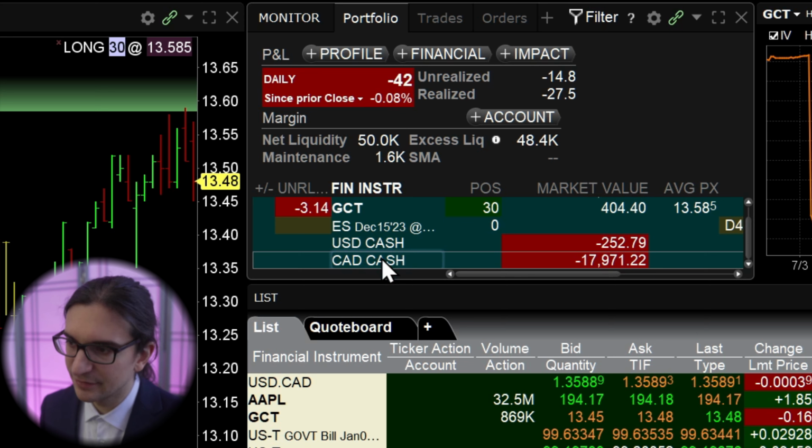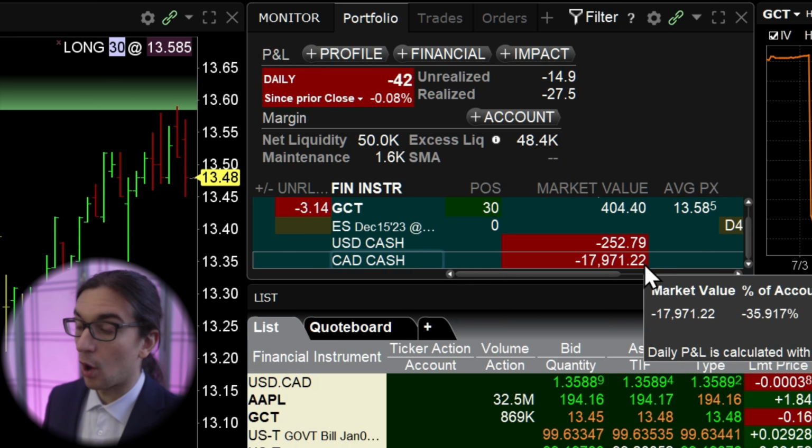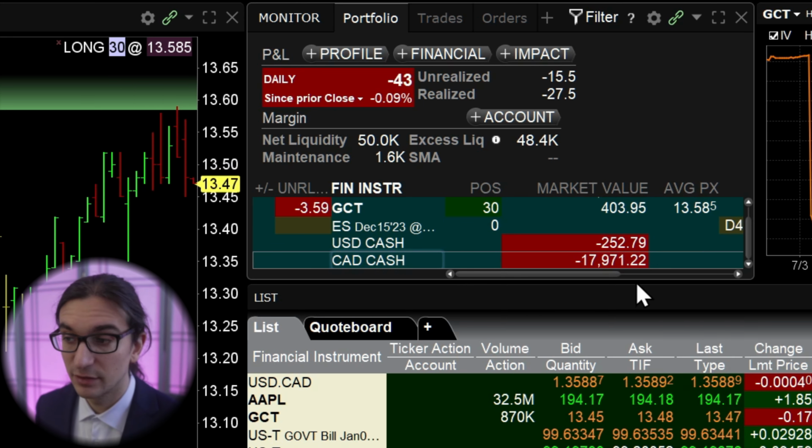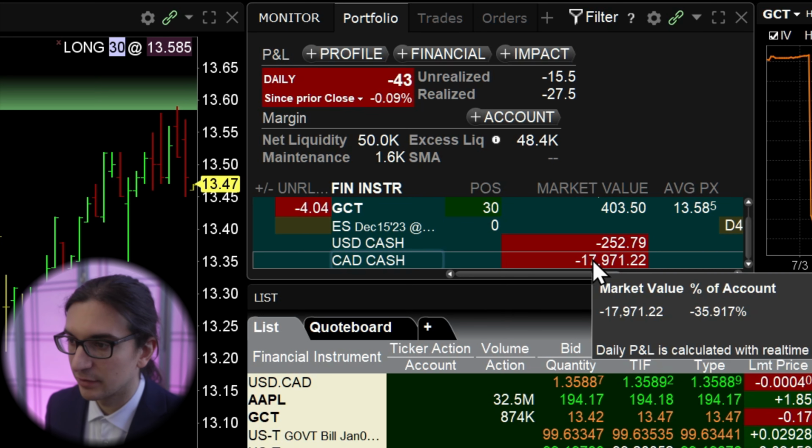When we have a negative cash balance, you're essentially short the currency. When you're short a currency, you are obligated to pay interest to somebody. In this case, you have to pay your broker interest. They tell you how much interest you will incur.